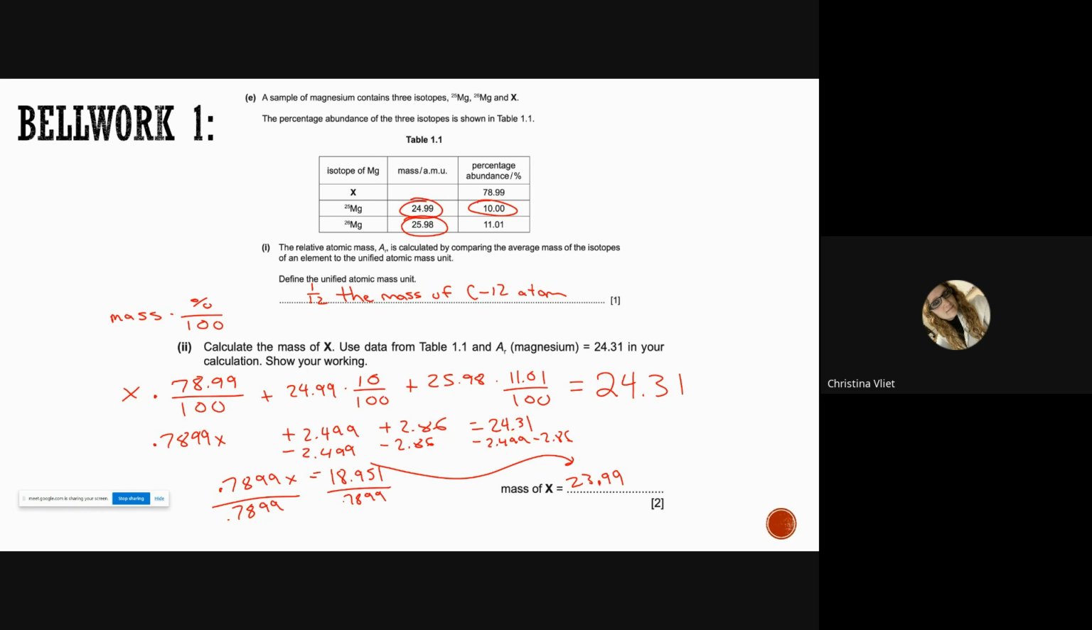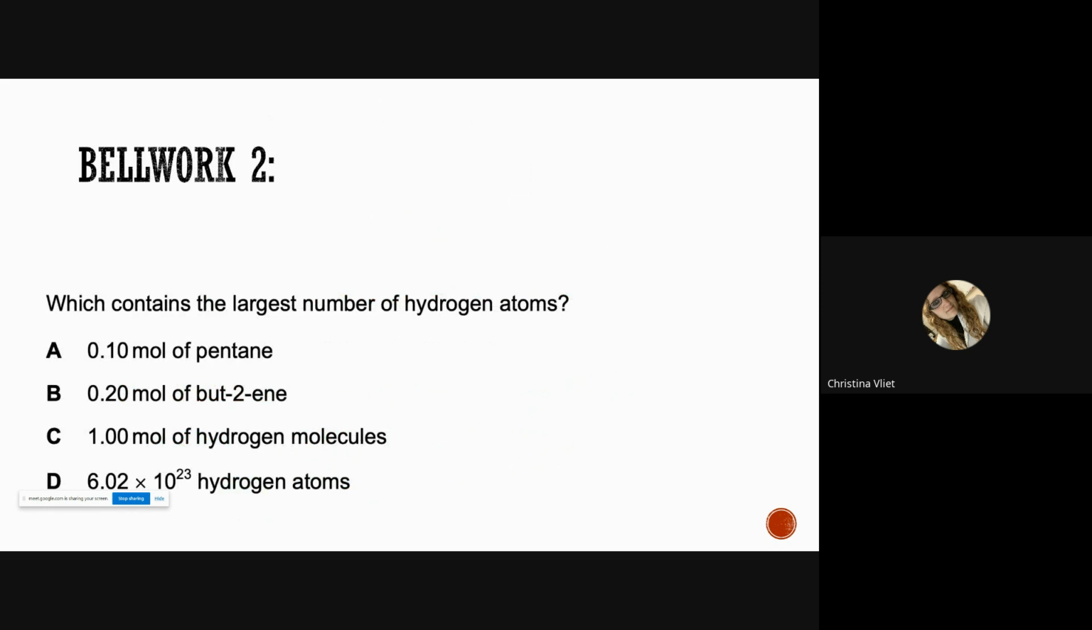We're going to go over bell work 2 next. So you're very excited for this one. Is that organic stuff in it? Yeah, organic is like the elephant in the room. You kind of have to know it. That's why it was in the previous packet.